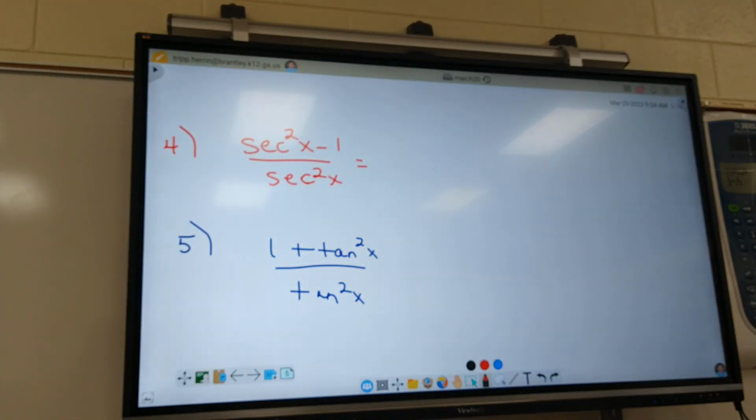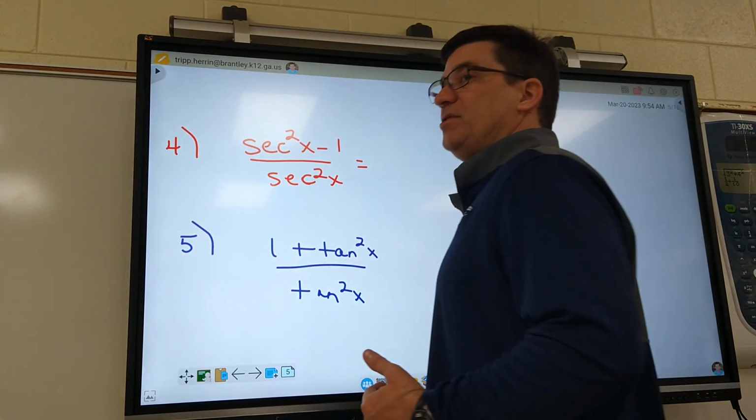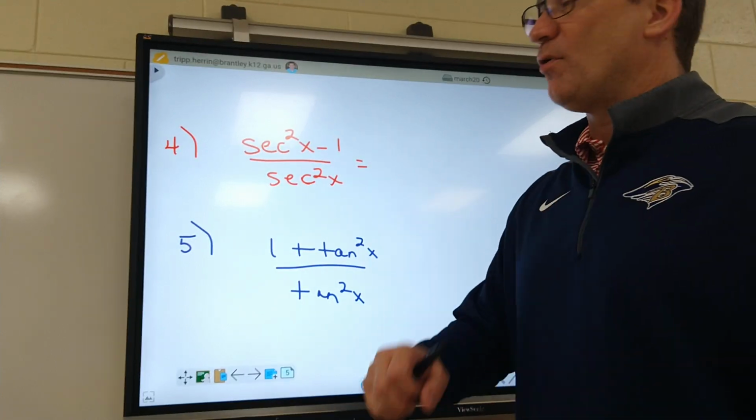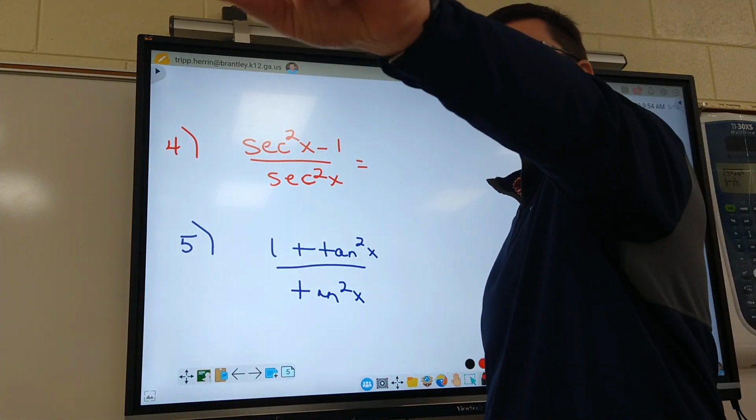All right, 4 and 5 are pretty similar. All right, let's do 4. So Leanna, first thing we're going to do is check and see if we can use those Pythagorean identity formulas. Secant squared x minus 1. Find it on your sheet. Tell me what it equals.